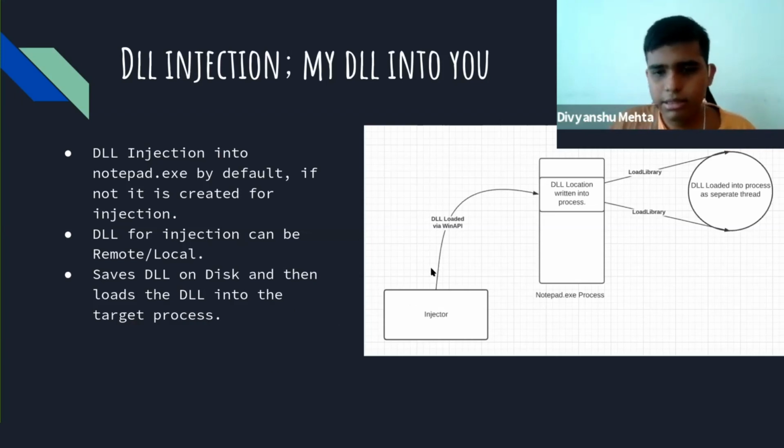So how this works is, we'll be loading the DLL into a remote process, which is notepad.exe. How we are going to build the injector is, we'll write the DLL location into some address which we allocate inside notepad.exe, and then create a new thread and load that DLL into that particular process via that thread using the LoadLibrary WinAPI.